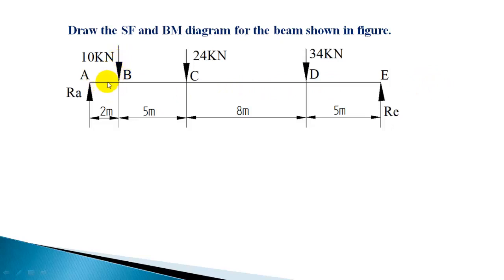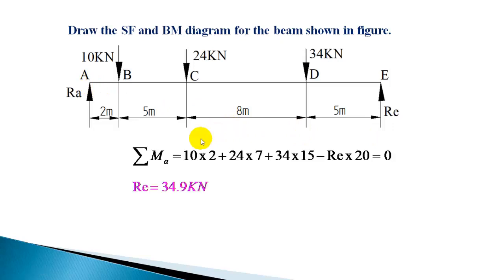So that summation you can take and equate to 0. So the force into distance you should multiply. So 10 into 2 plus 24 into 7 plus 34 into 15, total distance 2 plus 5 plus 8, 15, 34 into 15 minus RE into total distance, which is 20. So that will give the moment summation with respect to point A, and that you can equate to 0. So the moment summation is 10 into 2 plus 24 into 7 plus 34 into 15 minus RE into 20, that is equal to 0. From that you can solve RE. RE will be 34.9. So reaction at E is 34.9.